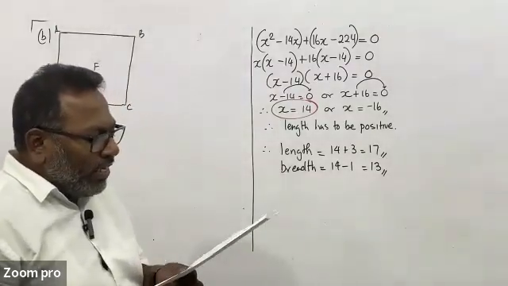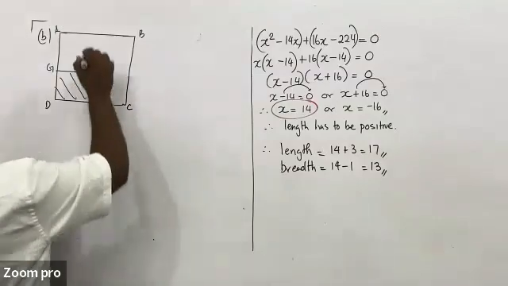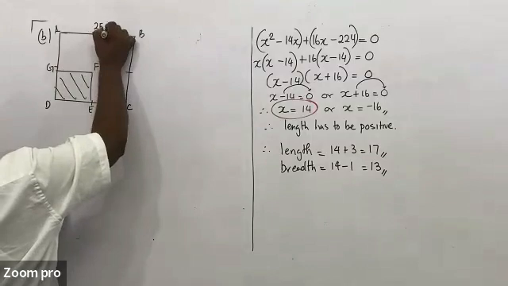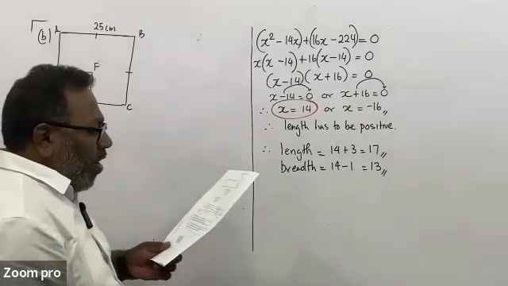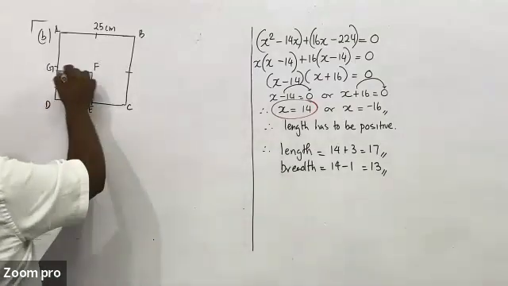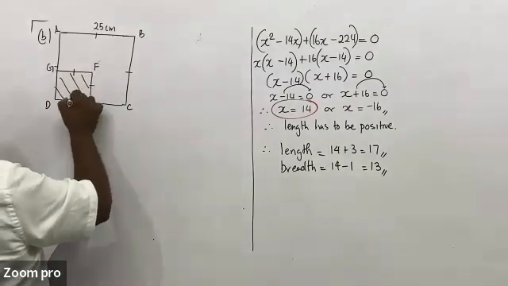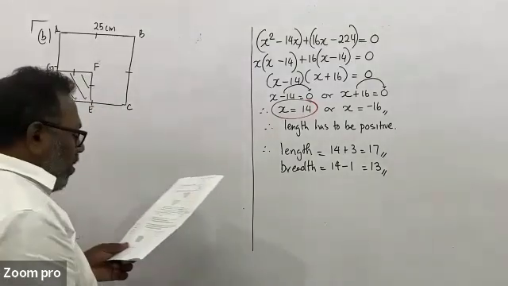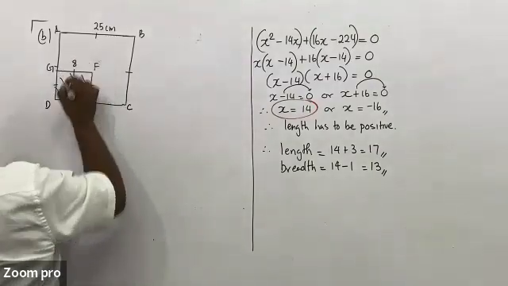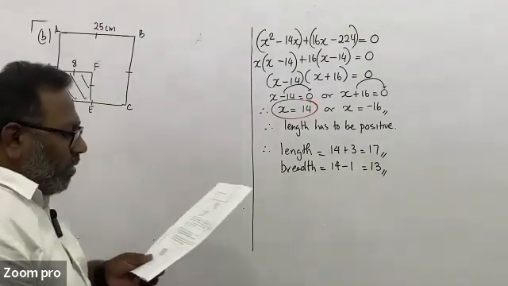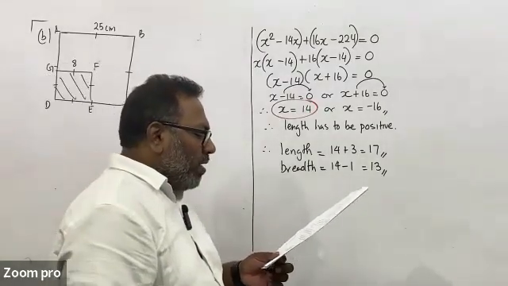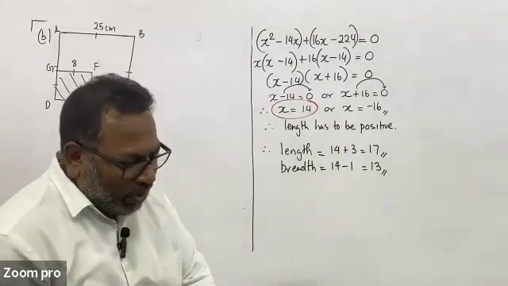ABCD is a square with a length of side 25 centimeters. Good, so that's easy. 25 centimeters. From ABCD, another square shaped portion DEFG, another square shaped portion. So this and this are equal with a length of side 8 centimeters. So this is 8, right, is removed. Using the knowledge of binomial expressions, find the area of the remaining portion.